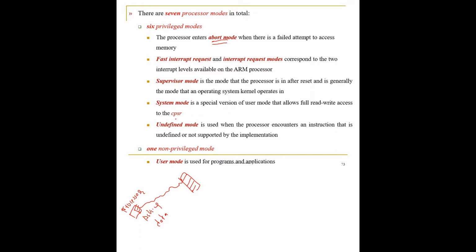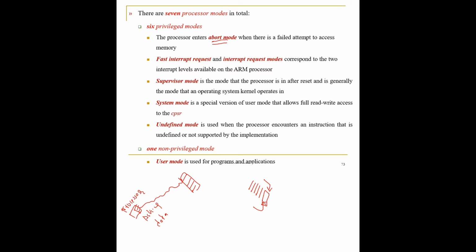Undefined mode is a mode of a processor when the processor encounters an instruction which is not defined or which is not supported by the implementation. For example, you have a set of instructions and you write one instruction which is not among the instruction set of the ARM processor. When the ARM processor processes this instruction, it says that I do not know this instruction. So immediately your processor will be entering into an undefined mode.